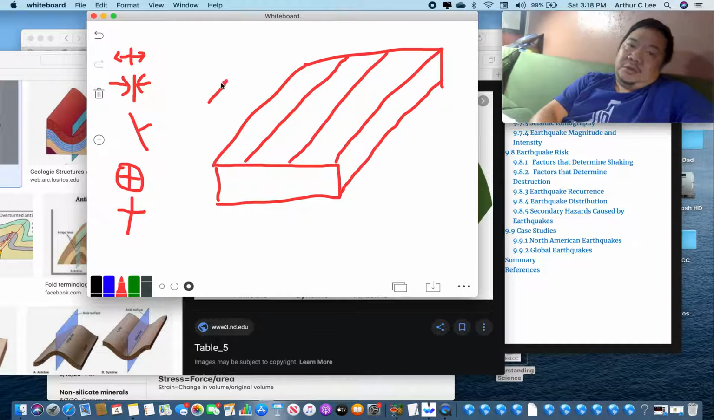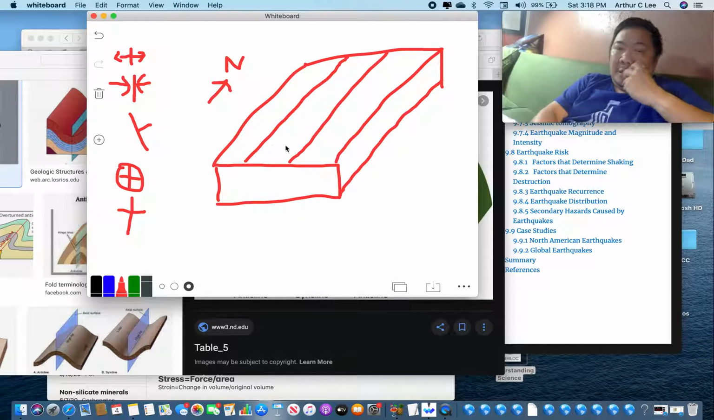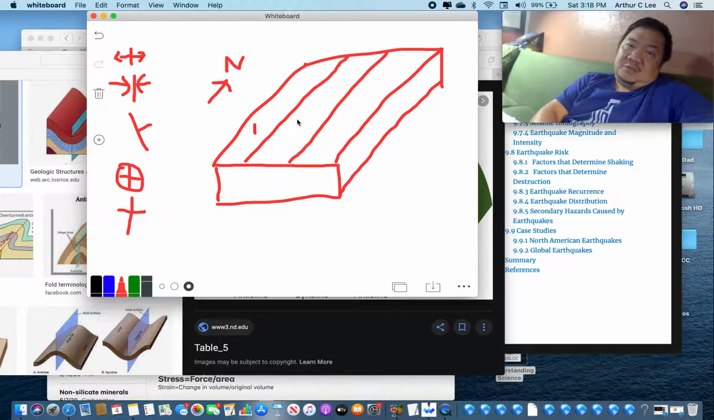Remember, north is always that way. Okay. And let's say that there are 3 different beds. Beds 1, 2, and 3. And I had the symbol, the cross in the center.